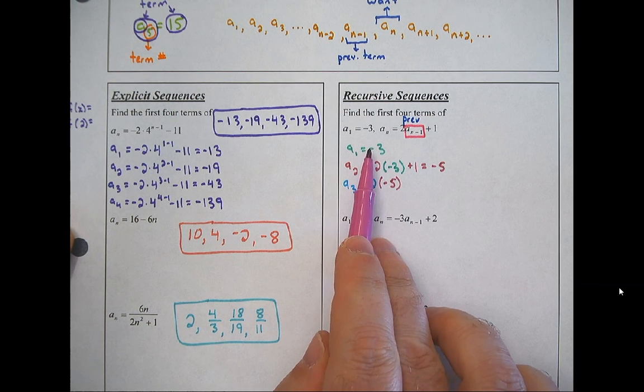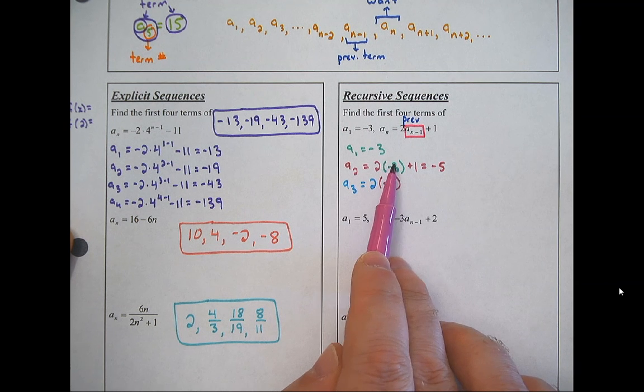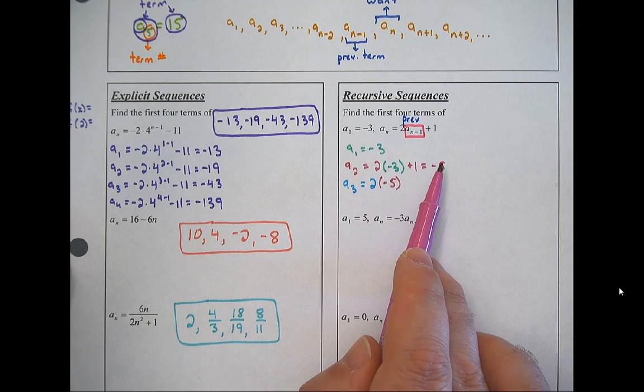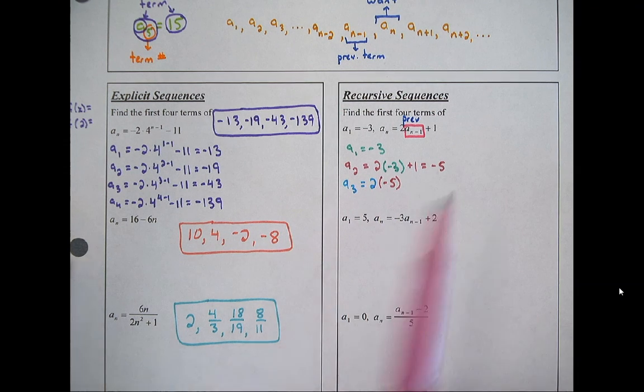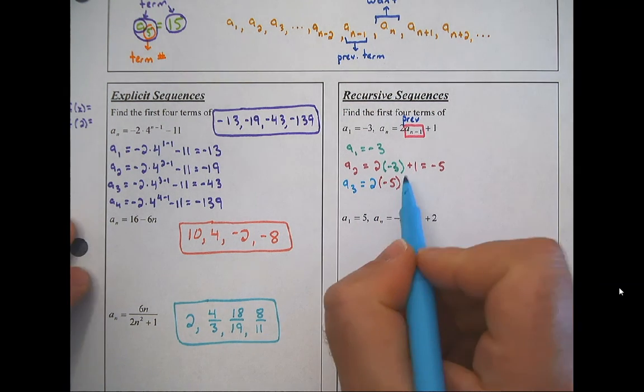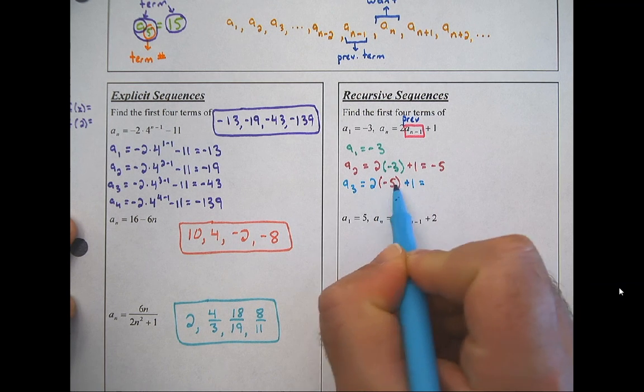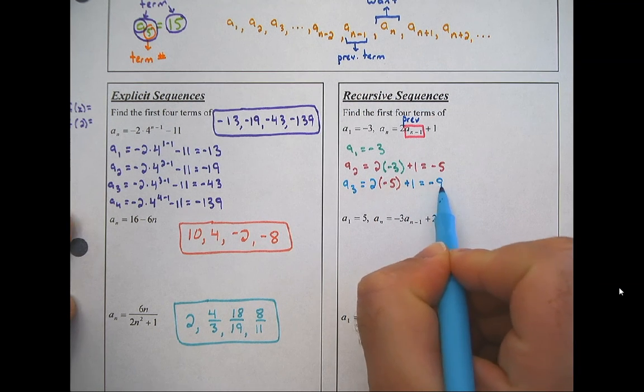Notice I took this previous term, I plugged it in to 2 times whatever plus 1. I got a new answer. That became my new previous term. So if I want the third term, I take the one before it. Don't forget you still need to do a plus 1 at the end. So that's negative 10 plus 1 is negative 9.